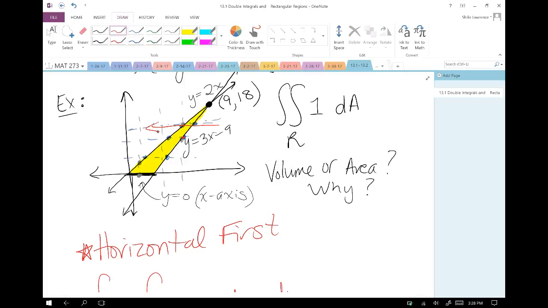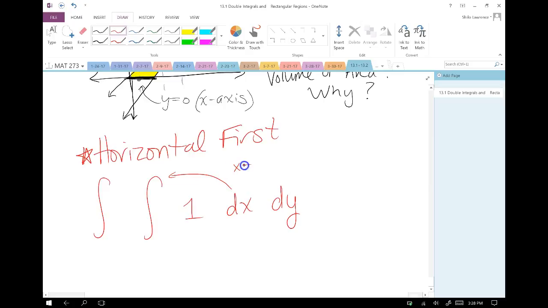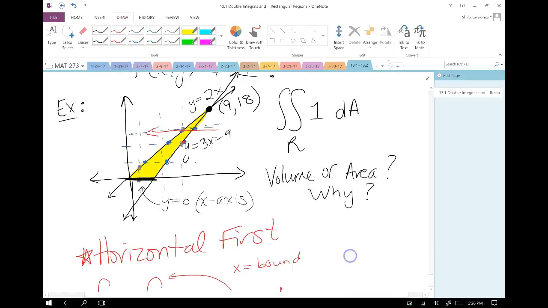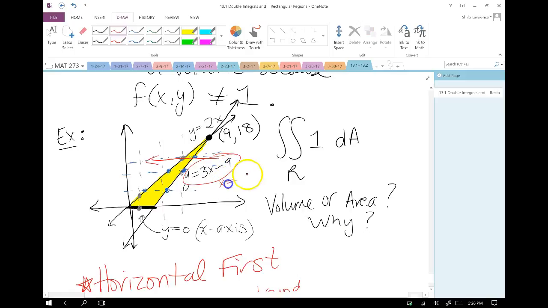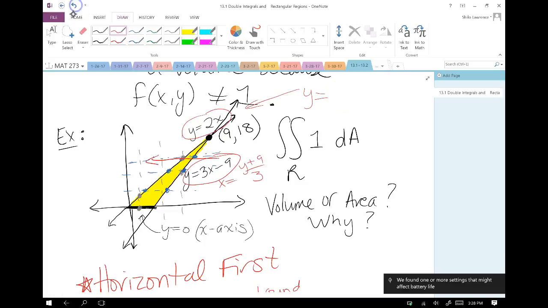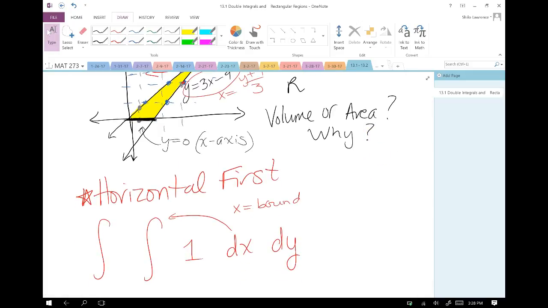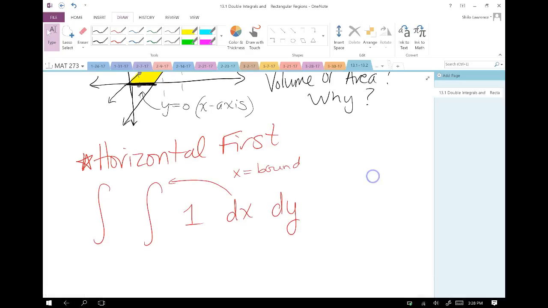Since we're doing x first, remember those bounds we could always write as x equals the bound. So we need those bounds written as x equals equations. So I need to solve them for x. So this is y plus 9 over 3, or 1/3 y plus 3. Doesn't matter how you write it. And this is x equals 1/2 y. So it starts on the 1/3 y plus 3. That's the one that's farther from the axis. That's the one that's creating more area.